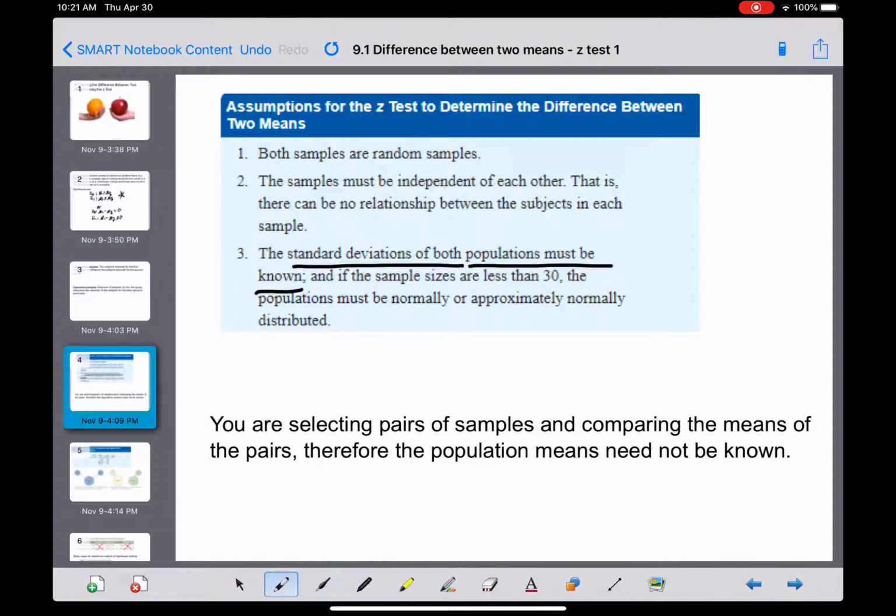Okay. So we're going to be selecting pairs of samples and comparing the means of the pairs. So the population means don't need to be known. We're just comparing to see if those two samples are different. So the population means are assumed to be the same. It doesn't matter what they are. They could be 5 and 5, or they could be 10 and 10, but they're the same.